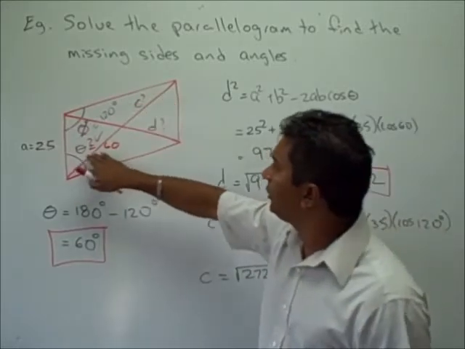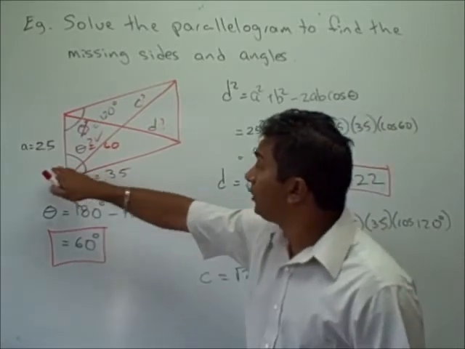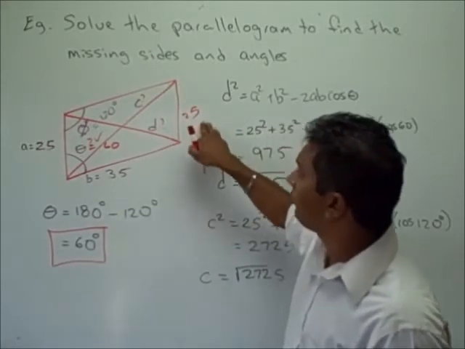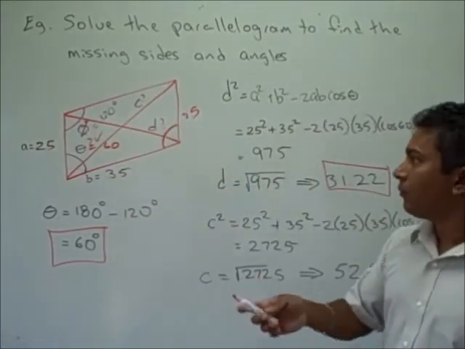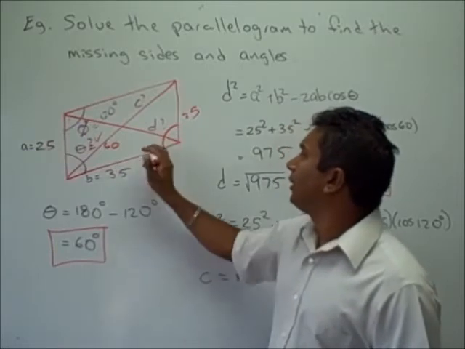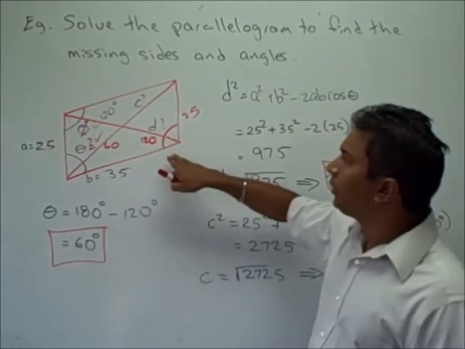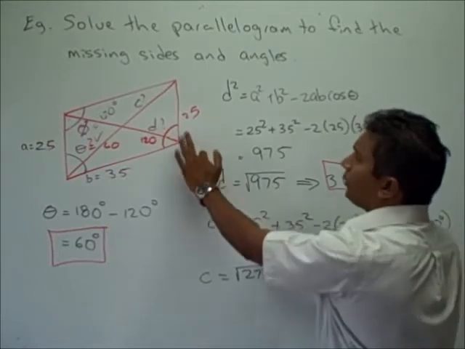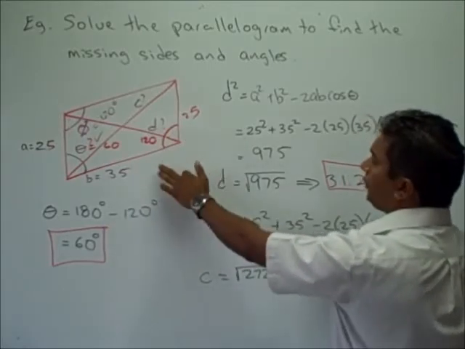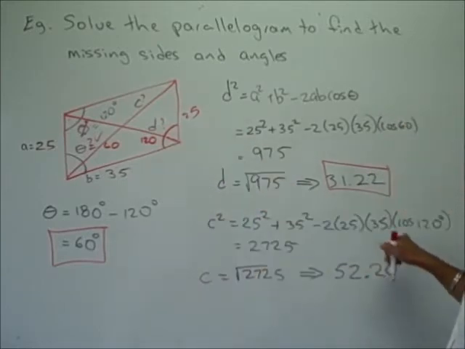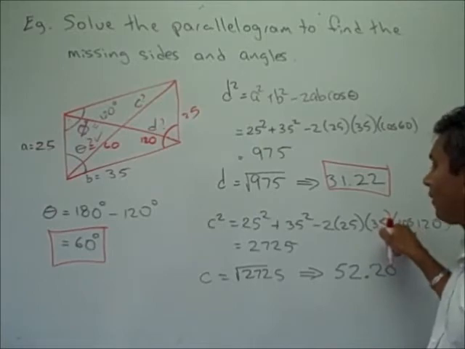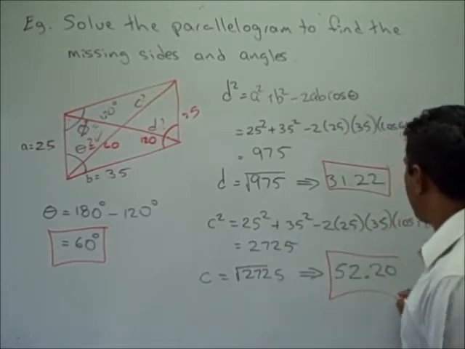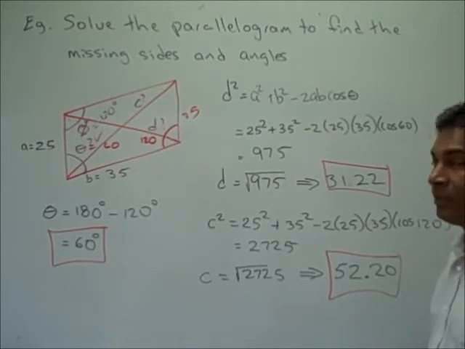Now let's find side C. Here we have side B. Since this is a parallelogram, we know this side is equal to this side. So now we also have this side, which is 25. We have this side, we also have our angle. In our parallelogram, this angle is also equal to this angle. So we have two sides and an included angle, so we can find side C. So C squared would be 25 squared plus 35 squared minus 2 times 25 times 35 times the cosine of our included angle, which is 120 degrees. Now this simplifies to give us 2725. Taking the square root of that gives us side C, which is 52.20 units.